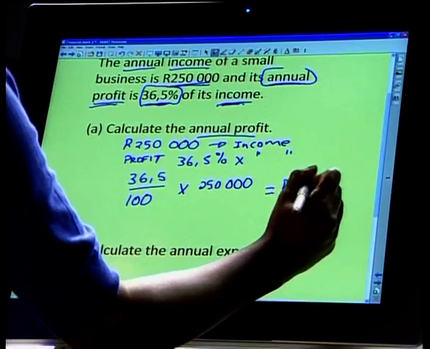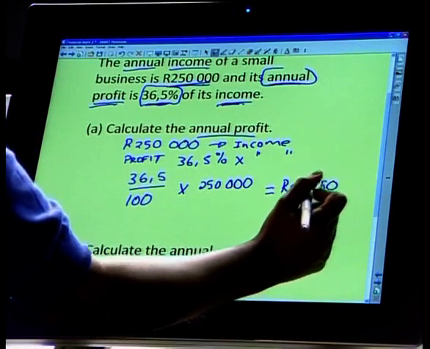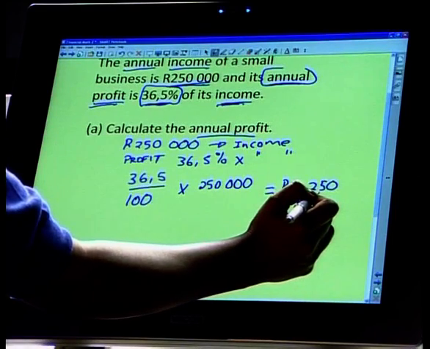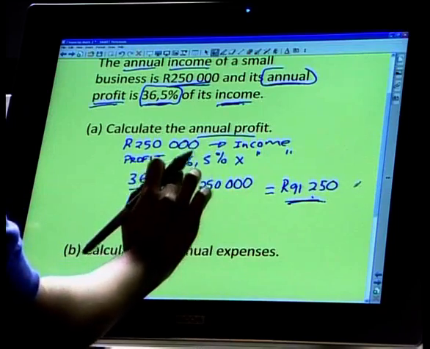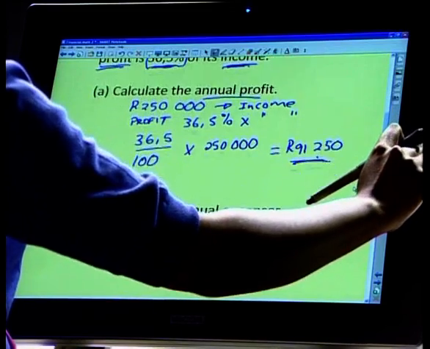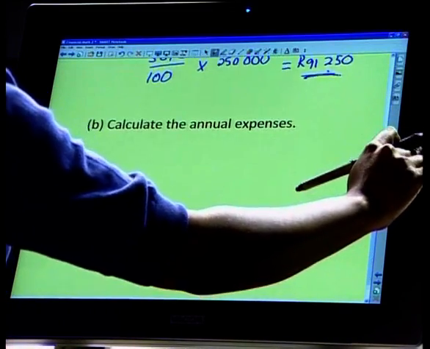91,250 Rand. So what we've just worked out is that he will make an annual profit of 91,250 Rand in this year, where his total income is 250,000 Rand. So in other words, 91,250 Rand is 36.5% of 250,000. Okay, and that was his profit.